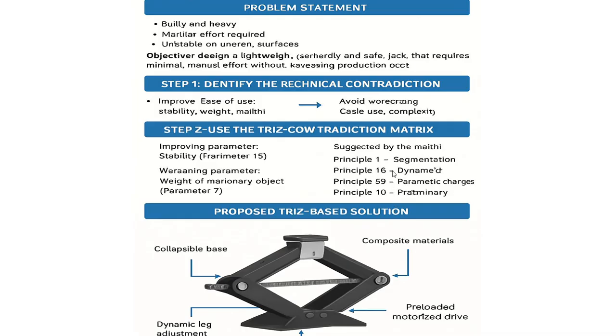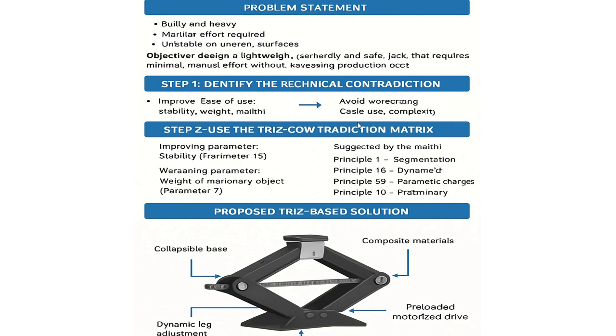This is the problem statement. We have to make one car jack, which is bulky and heavy. Higher efforts are required. Unstable on uneven surface. Objective: design a lightweight jack. Step one is to identify the contradictions. Improve ease of use, stability, weight and avoid complexity.